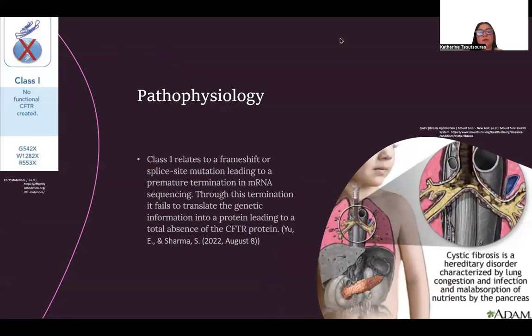With over 2,000 mutations of the cystic fibrosis transmembrane conductance regulator, or CFTR protein, the most common mutation is found in patients where the CFTR protein gene is completely missing. When discussing the pathophysiology of cystic fibrosis, there are 5 class dysfunctions to examine.